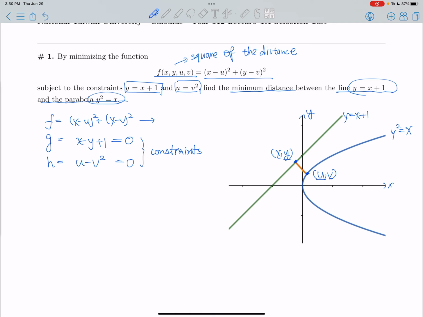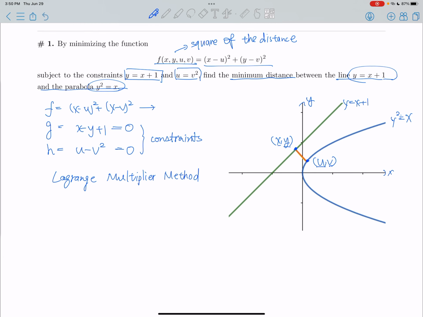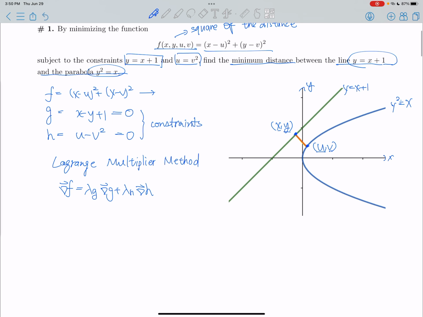According to this form of the question, we know how we can solve it. We can use the Lagrange multiplier method. The Lagrange multiplier method tells us that when f attains an extremum under these constraints, there exist some constants lambda g and lambda h such that gradient f at this point x, y, u, v equals lambda g gradient g plus lambda h gradient h. So this is an equation.